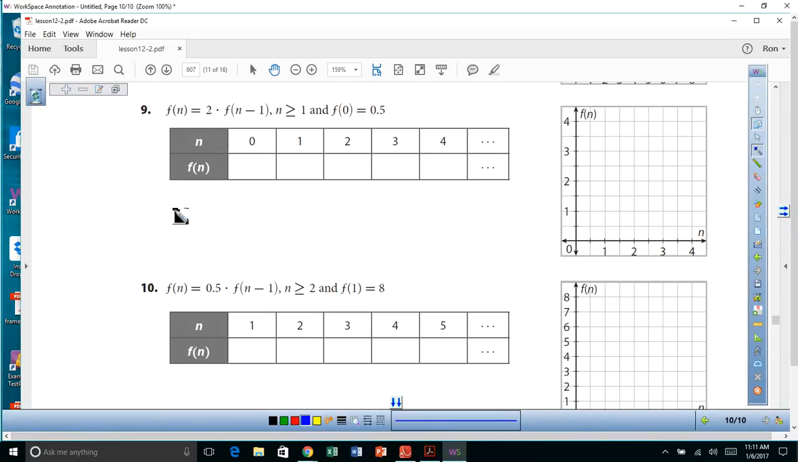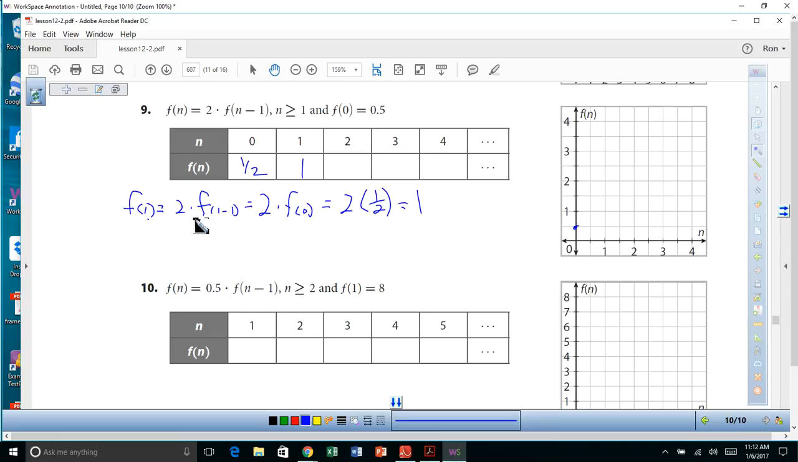How do we solve it for number 9? So we're given this rule here. We have f of 0, it says it's 0.5, so we'll put the 1/2. F of 0 is 1/2. That's right there. So f of 1 equals 2 times f of 1 minus 1. That's going to be 2 times f of 0. F of 0 is 1/2. So 2 times 1/2 is 1. So for 1, we got 1. And that's going to be right there.